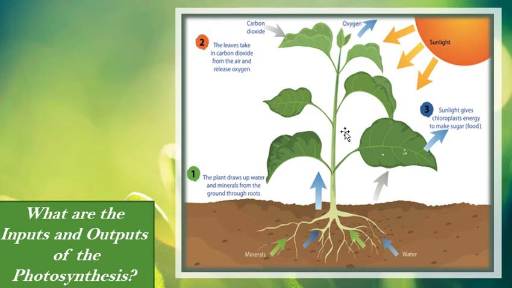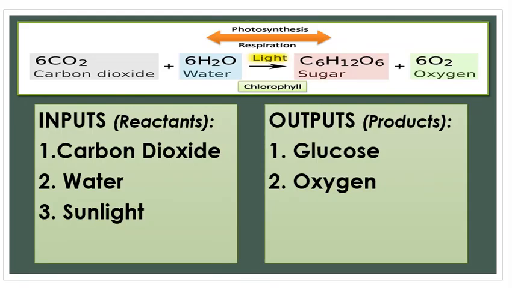So in this illustration, the questions that we can ask are: what are the inputs or the reactants, and what are the outputs or the products of photosynthesis? Just by looking at this summarized process, what can we say are the inputs or materials, and what are the outputs or the products of photosynthesis? Okay? So let us list down.